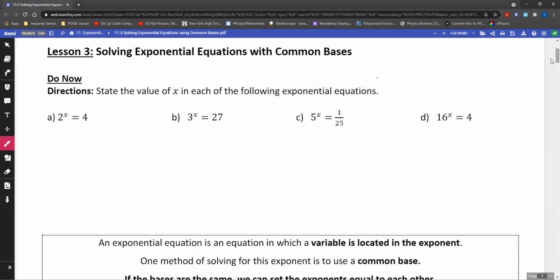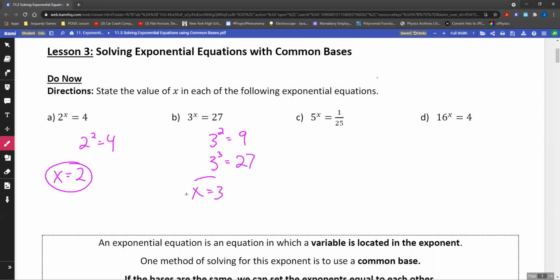So in a case like this, the idea is that you want to try and think about what numbers you can plug in for x so that we get the final answer. So for example, for part A, I know that 2 squared equals 4. So that means in order to solve this, x has to be equal to 2. Over here, 3 squared is equal to 9, which is not 27. If I multiply that by another 3 and do 3 cubed instead, that equals 27. So here, x is going to be equal to 3.